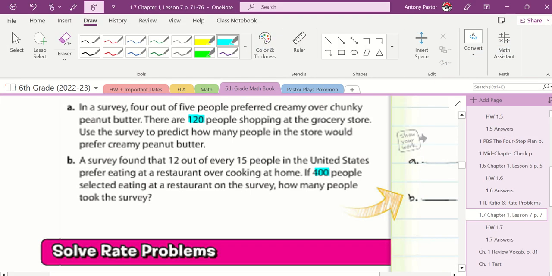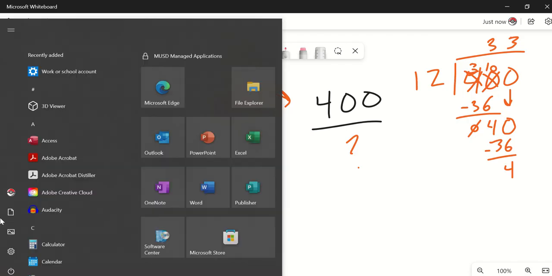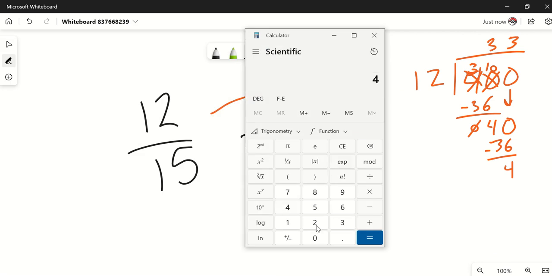Maybe I'm doing this a little bit wrong. Let's go back and check the question. The survey found that 12 out of every 15 people in the United States prefer eating at a restaurant over cooking at home. If 400 people selected eating at a restaurant on the survey, how many people took the survey? So 12 to 400. 400 divided by 12. All right, we were doing this right.